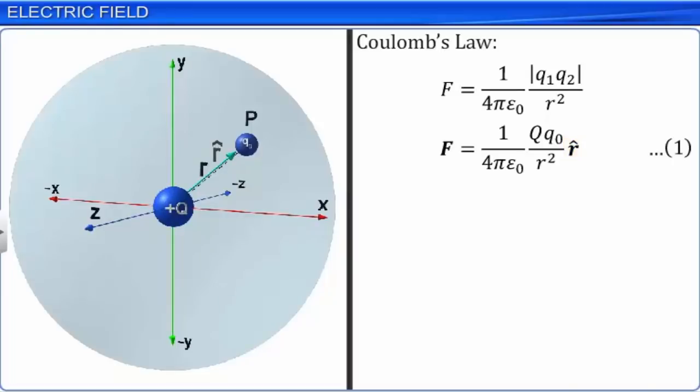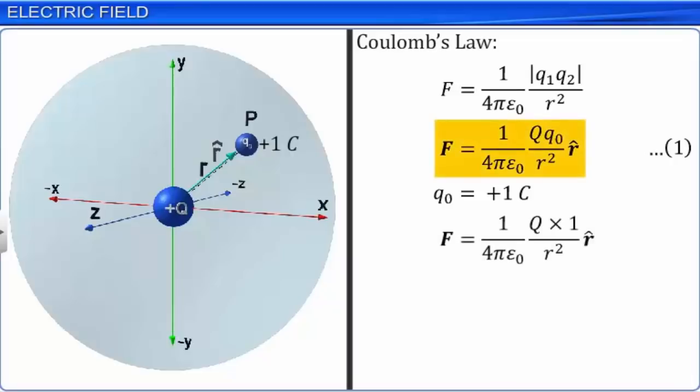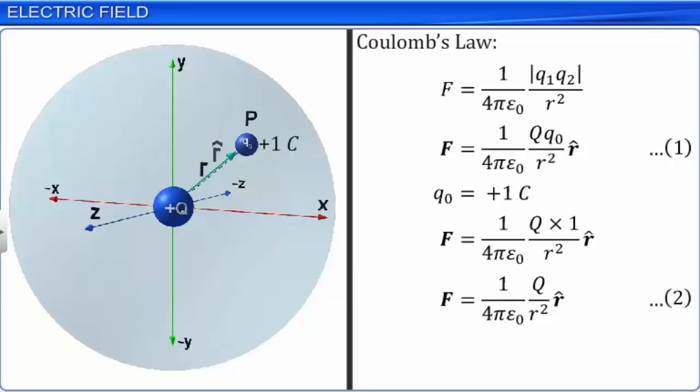Now, if Q0 is a unit positive charge, that is, Q0 is equal to plus 1 coulomb, then the electrostatic force as denoted by equation 1 becomes 1 by 4 pi epsilon naught Q by R square into R cap. Let this be equation 2. Equation 2 indicates the electric field strength or intensity of electric field E, which is the force on a unit positive charge acting at a particular point in the electric field.